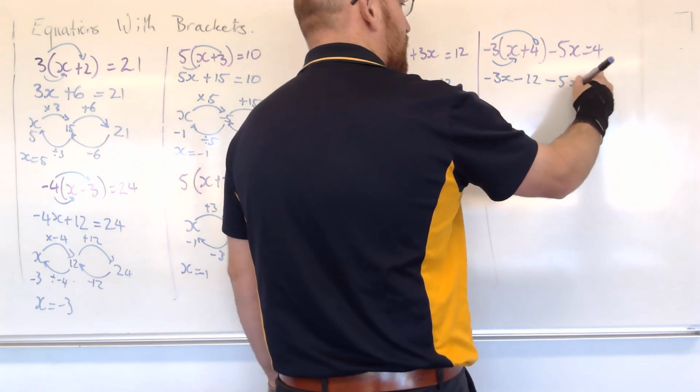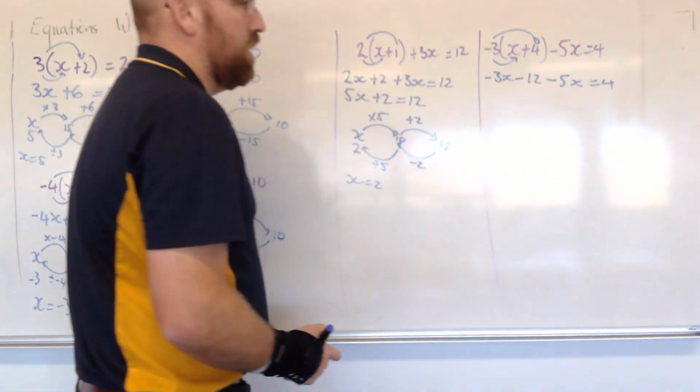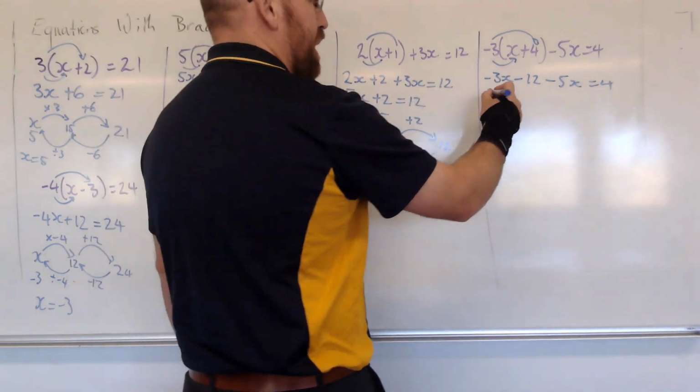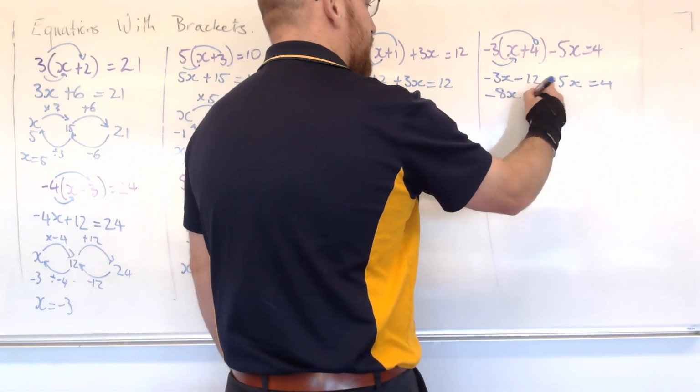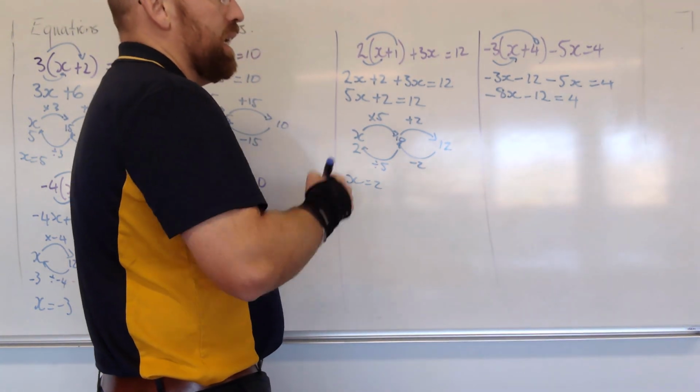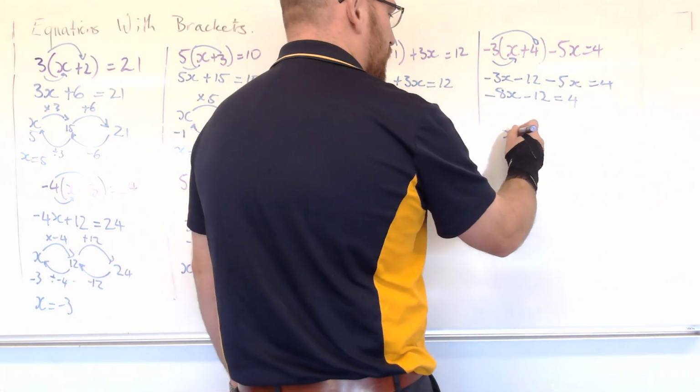Take 5x equals 4. Well, if I'm starting at -3x and I take another 5x away, we're going to end up at -8x. Take 12 equals 4. Okay. Start telling the story of x. Start at x, I'm multiplying by -8. Then I'm taking 12 and I get to 4.